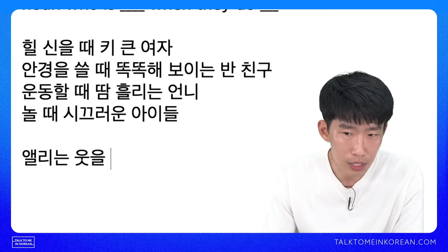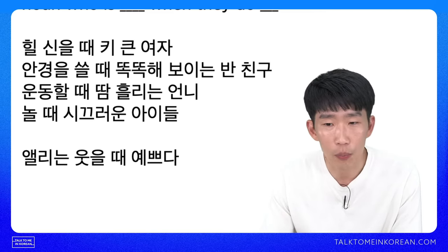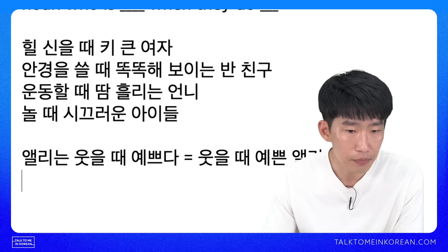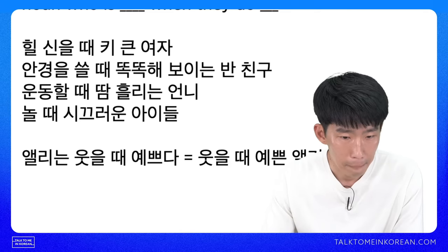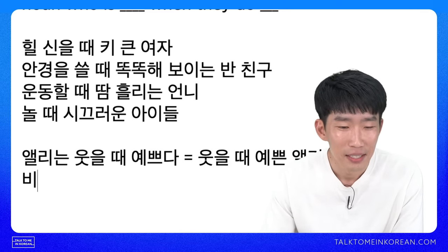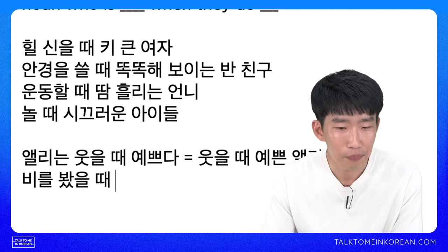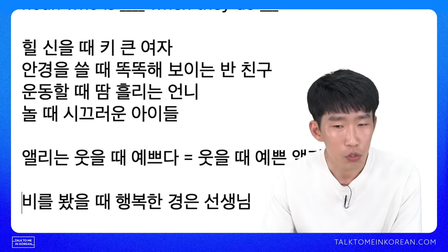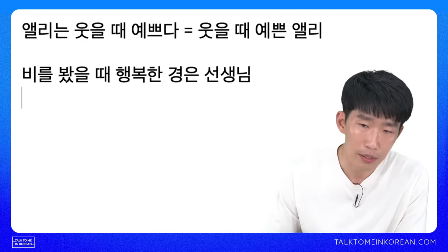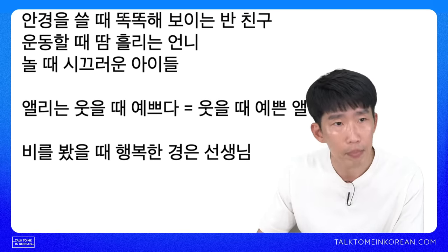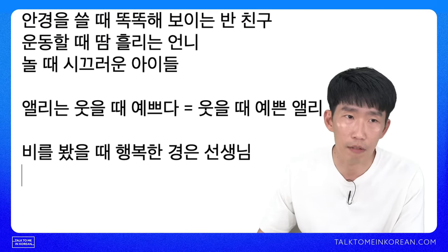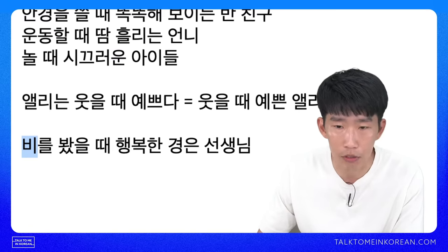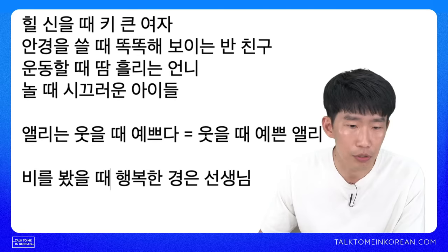Oh, here, okay. So, Ellie는 웃을 때 예쁘다. Ellie is pretty when she smiles. You can say 웃을 때 예쁜 엘리. 비를 봤을 때 행복한 경은 선생님. So B, it's an artist name, right? You can say, of course, B-nim, but artist names are usually not followed by nim in a sentence like this. Just B, Rain, the singer, an actor. So, 비를 봤을 때 행복한 경은 선생님.